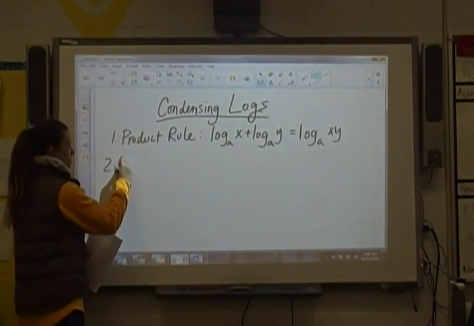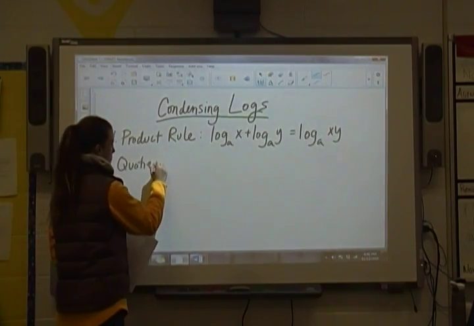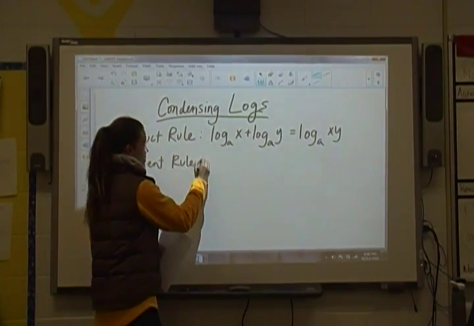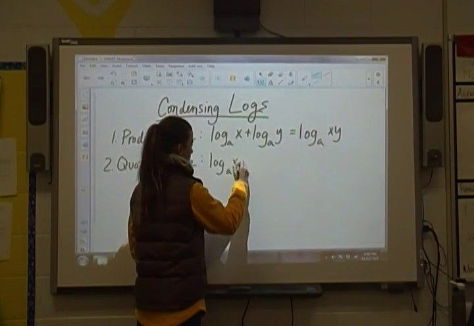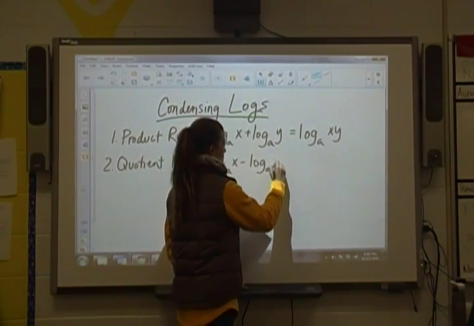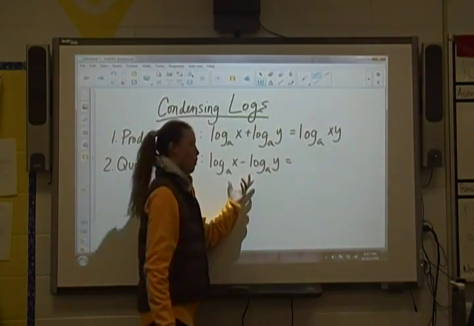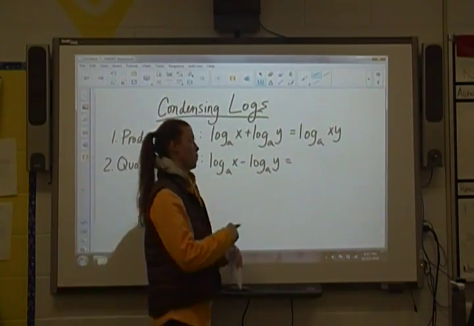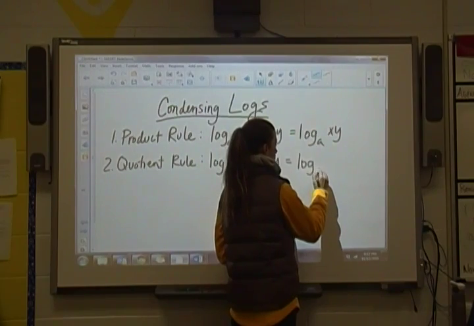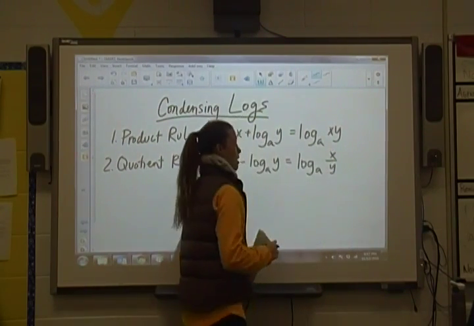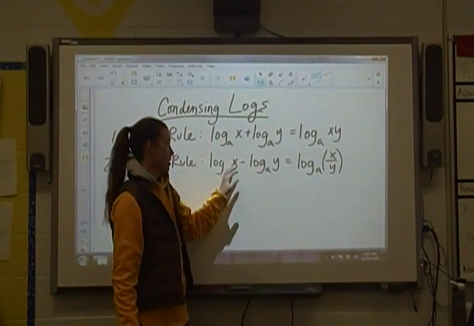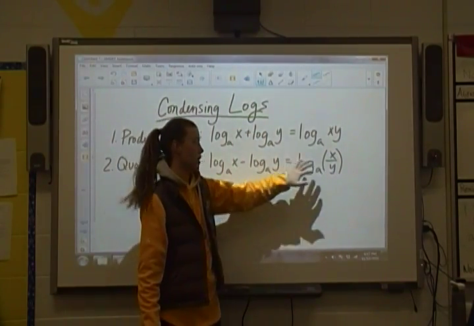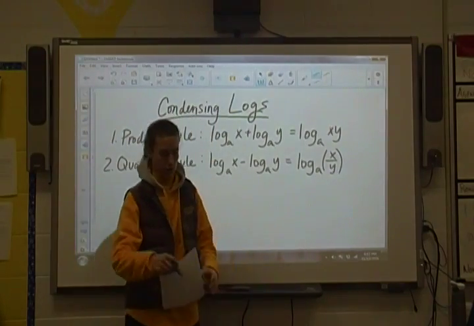Our quotient rule is if we have a log base a of x minus log base a of y, we're going to condense those by writing them as one logarithm. But instead, when we are subtracting, we're going to be dividing them. So x and y get divided.